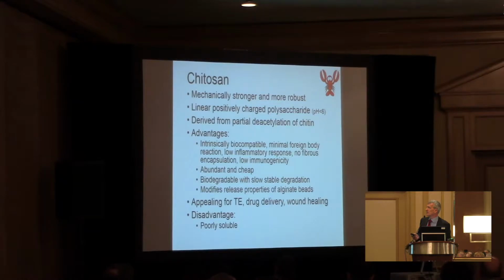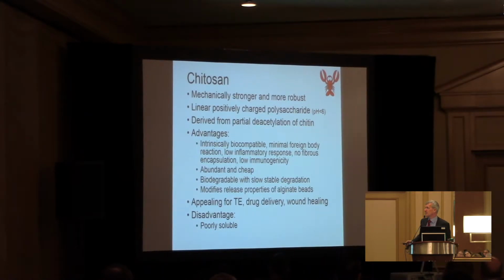Chitosan is a good material because it's mechanically strong and very robust, and it doesn't degrade very quickly in the human body. It's very biocompatible. It's made out of the shell of many crustaceans like crabs or lobsters, and it's very appealing. It's easy to encapsulate particles or fibers for drug delivery.